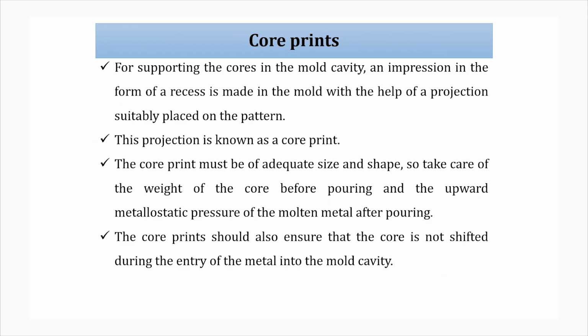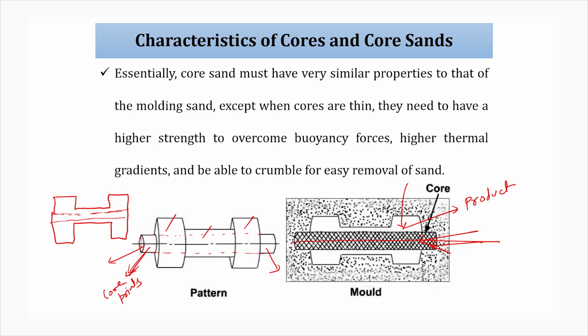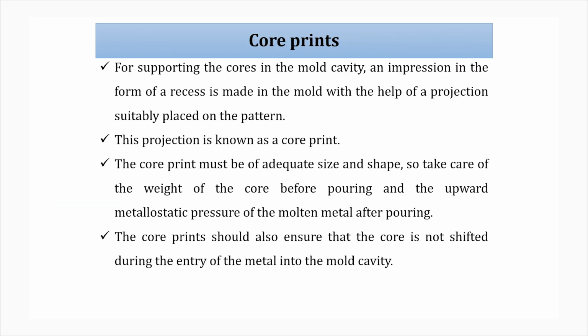Core prints. As we have discussed, this additional feature is called core prints. For supporting the cores in the mold cavity, an impression in the form of a recess is made in the mold with the help of a suitably placed projection on the pattern. This extra projection is known as a core print. The core print must be of adequate size and shape. So, take care of the weight of the core before pouring and the upward metallostatic pressure of the molten metal after pouring.